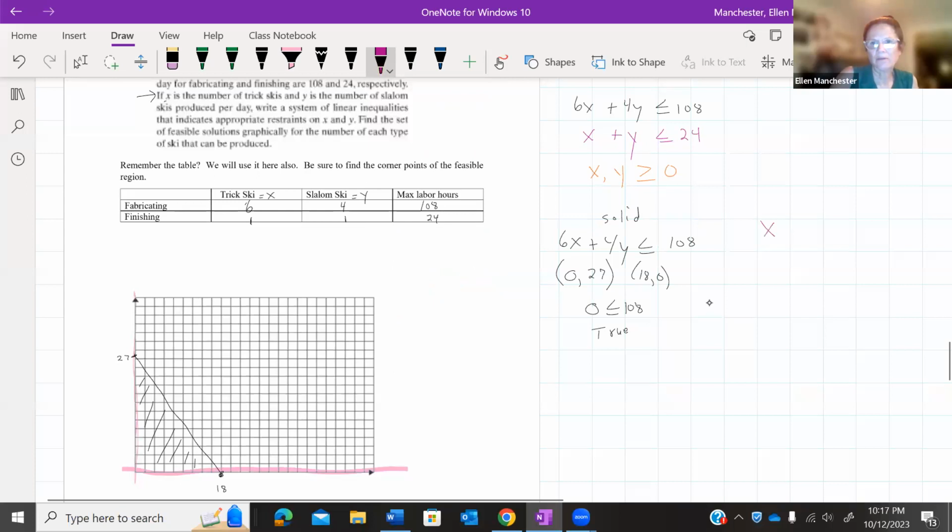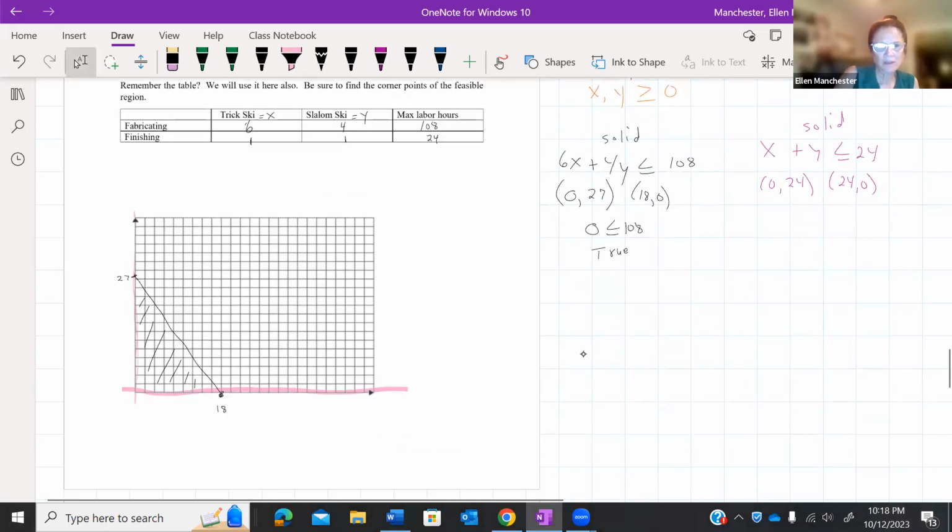I get x plus y less than or equal to 24. So hopefully by the time you get to your word problems, you are going to be so good at this, you don't even have to think twice about it. Okay, so we have 18, 20, 22, 24, and then 27, 26, 24 right here. So there's that line. And then we test 0 is less than or equal to 24, which is a true statement. So we are going to shade below.